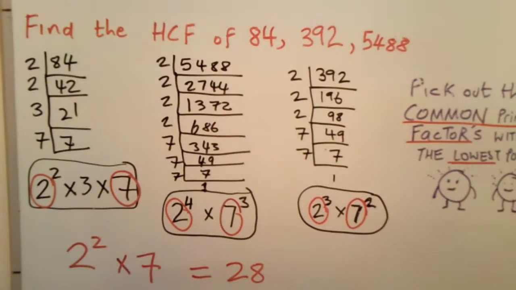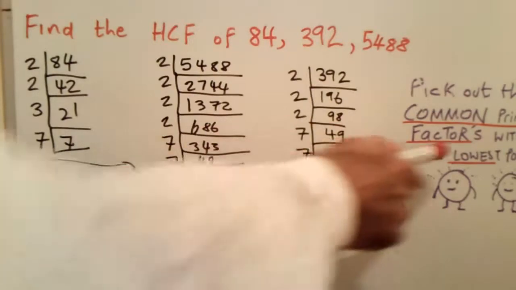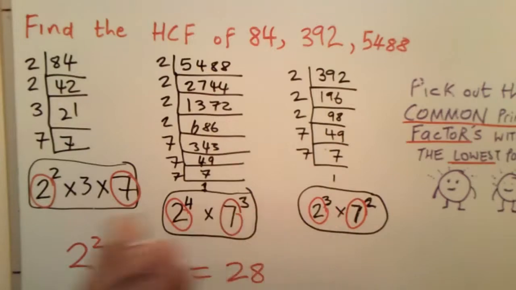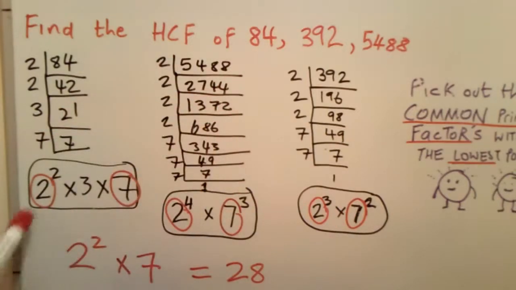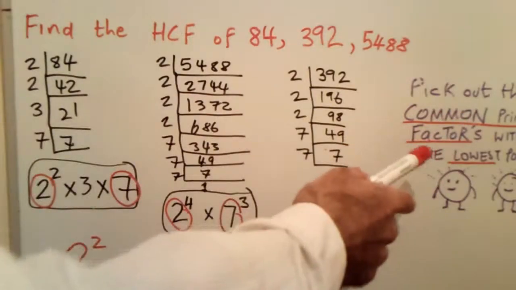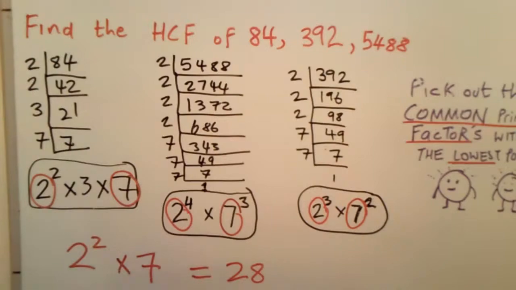And that's it. So in this example, the point was to identify that rather than just having 2 on its own, we've got a power here, and we just pick out the lowest power. So that was the point of this example. So once you've found the common prime factors and the lowest power, you just multiply them, and that's it.